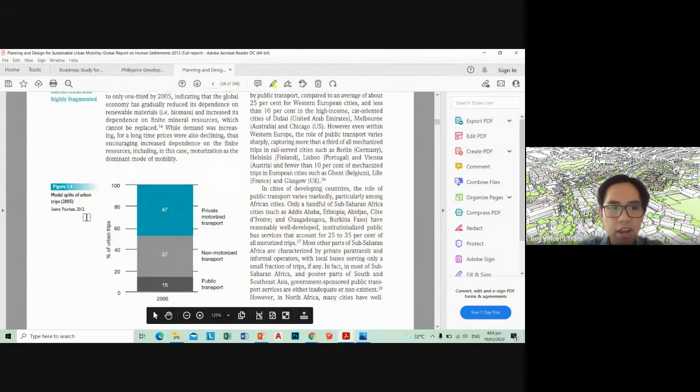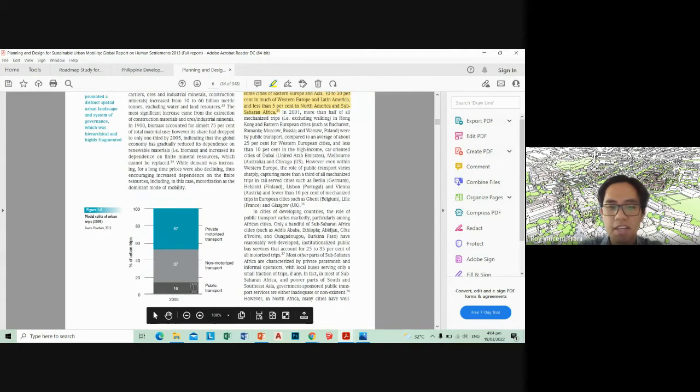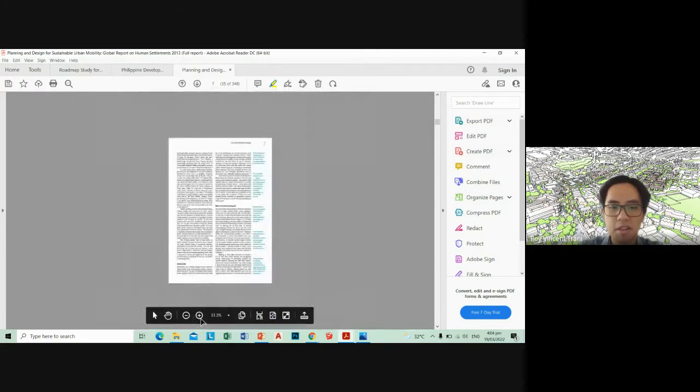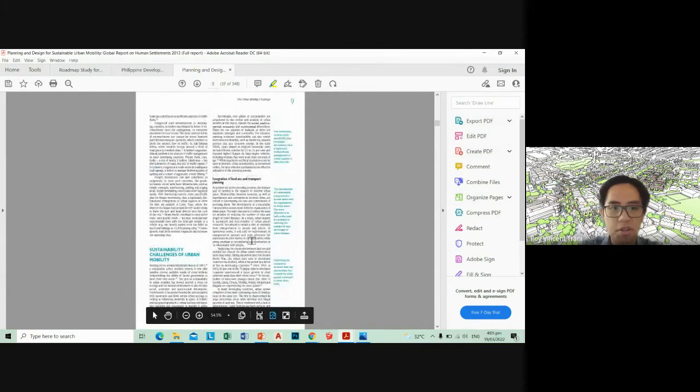And then over here is a graph, source 2012 by ProBikes. Modal splits of urban transport trips, again highlighting that private motorized transport is a significant number of the urban trips. And then 37% non-motorized transport, and only 16% for public transport. So people are either walking or using their own cars before they actually use public transportation. I'll just skip to the next part, because I think we're taking up too much time.